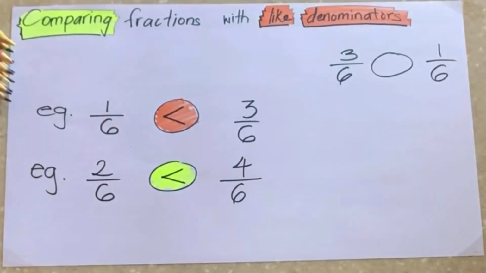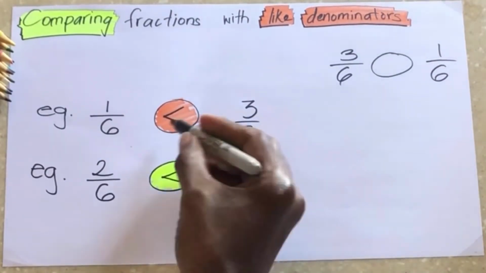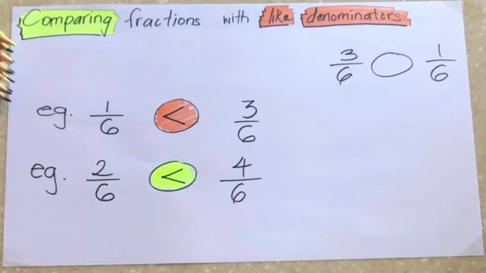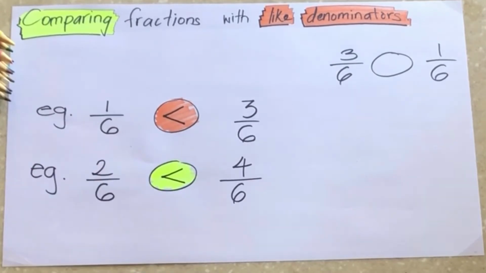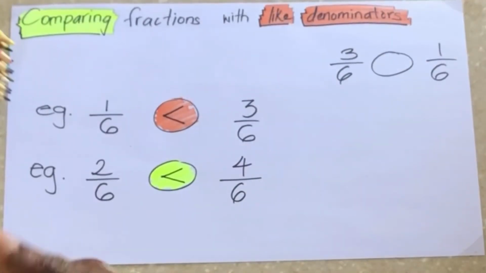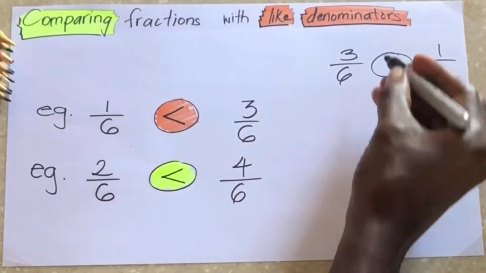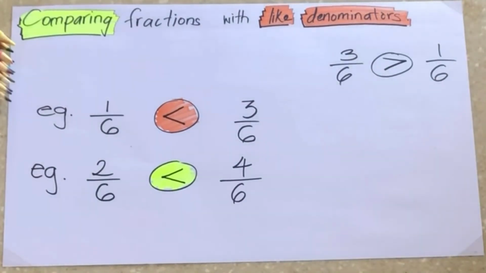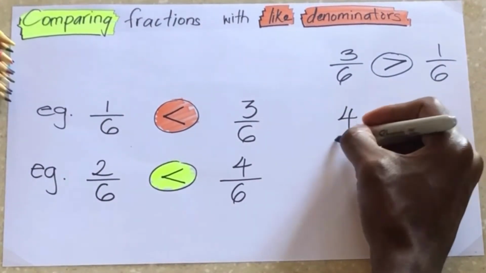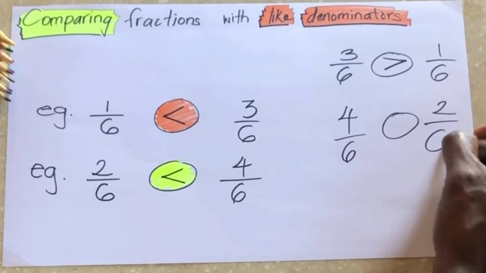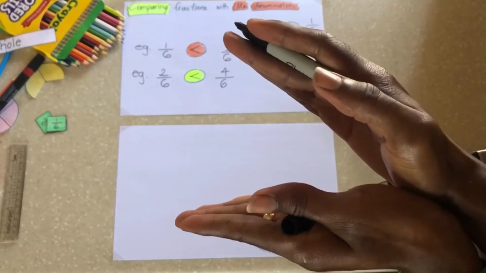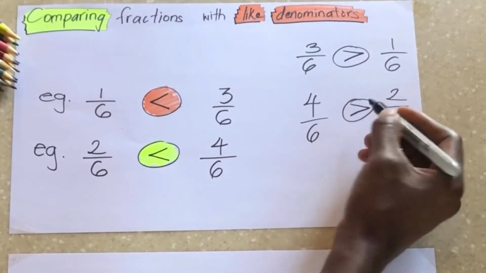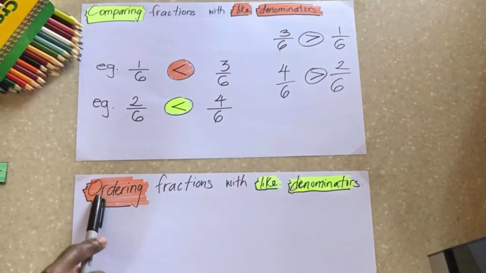Now, if we are to write it in the reverse, so 3/6 is going to be greater than 1/6. So instead of having the sign turn that way, it would turn the other way. So the crocodile mouth would still be open to the larger fraction. So it doesn't matter how you arrange them. Just the same for 4/6 versus 2/6. The crocodile mouth would still be open to the larger fraction.